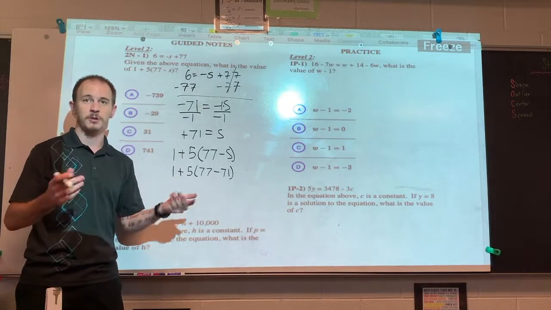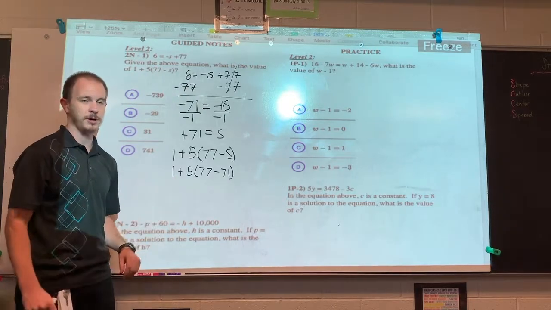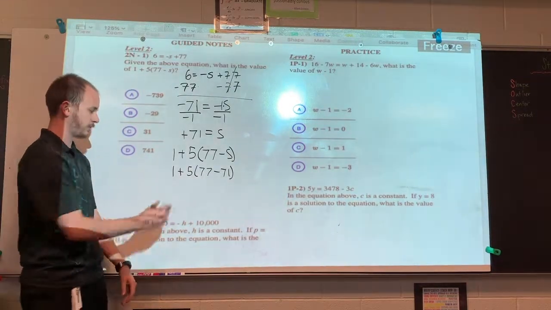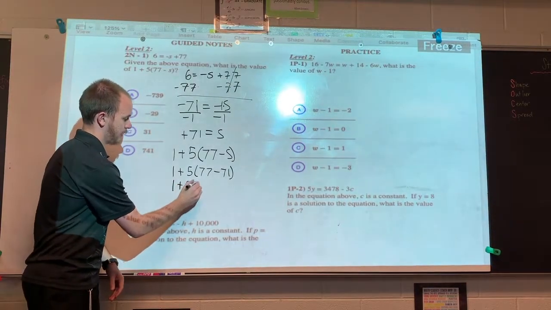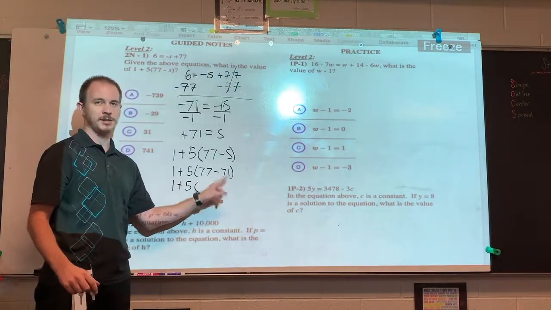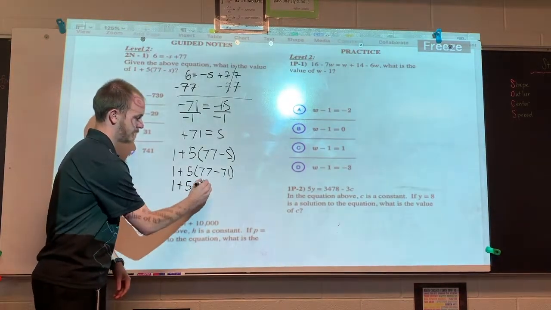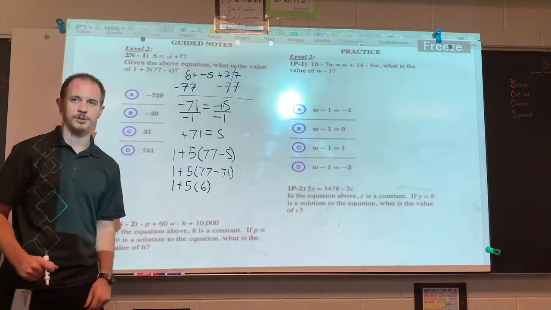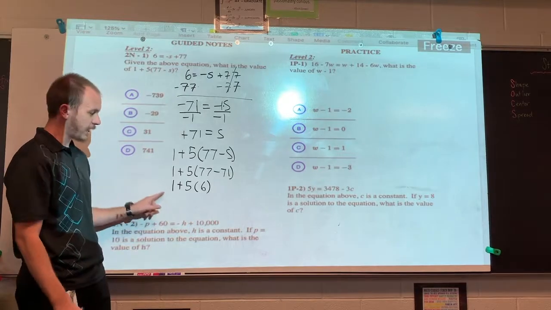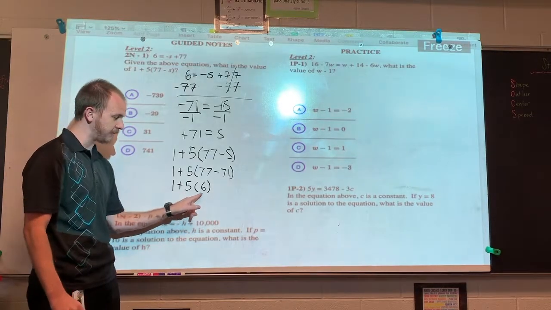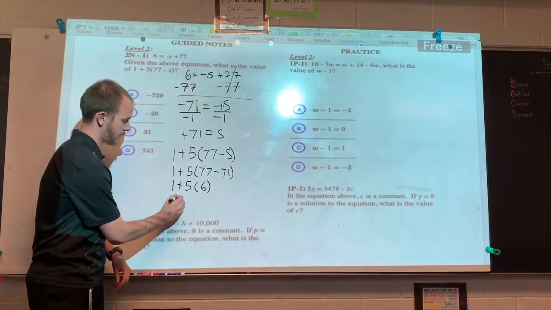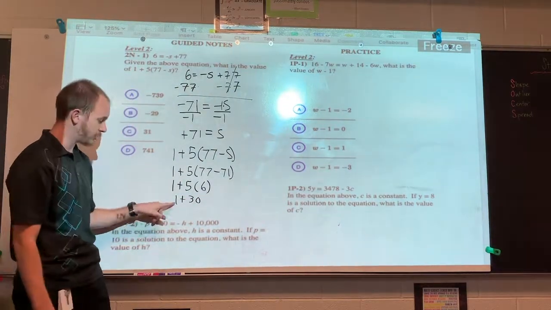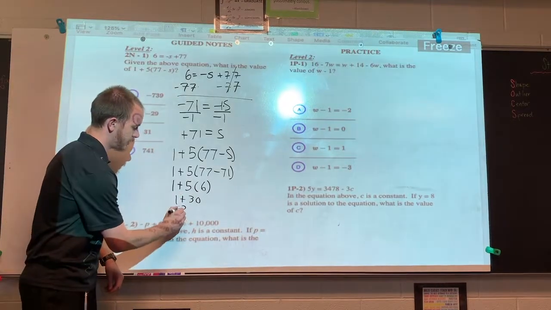So now I'm just going to follow my order of operations. According to order of operations, PEMDAS, my P, parentheses, I must solve in my parentheses first. And 77 minus 71 gets me 6. After parentheses comes exponents. We have no exponents. We move on to multiplication or division. I have no division, but I do have multiplication. I have 5 times 6, which gets me 30. And then finally, addition and subtraction. I have 1 plus 30, which is 31.